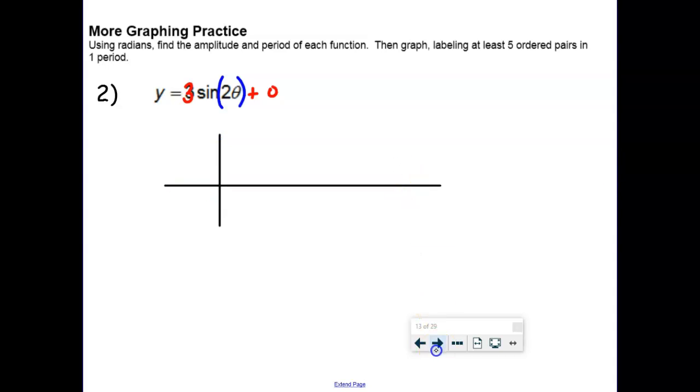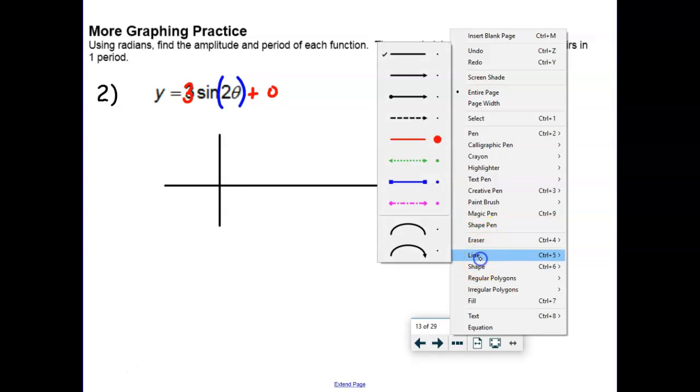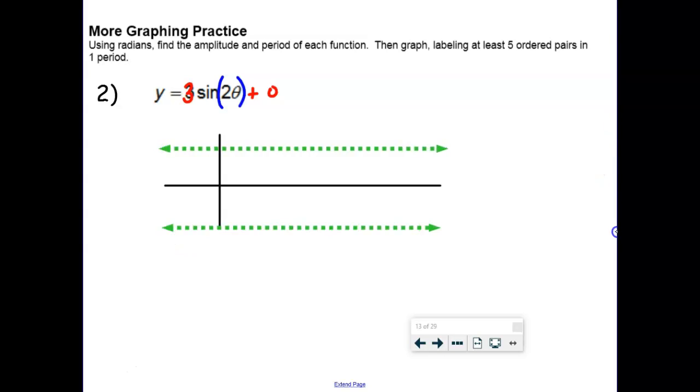Sure. All right, so midline's at 0. I'm not going to do any markings there. I'm just going to use the axes, but my maximum and my minimum lines are going to be labeled as what? 3 and negative 3. Good. And I should label my 0 on the axes there for the horizontal piece, or horizontal axes.